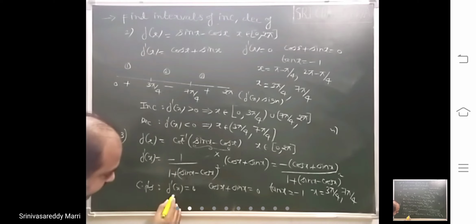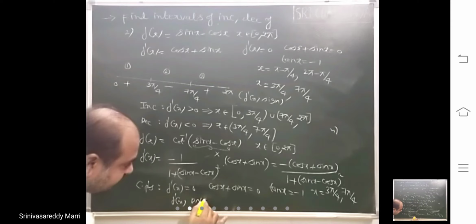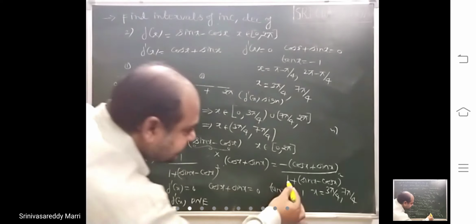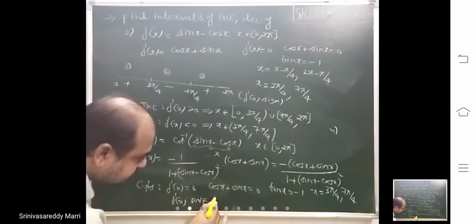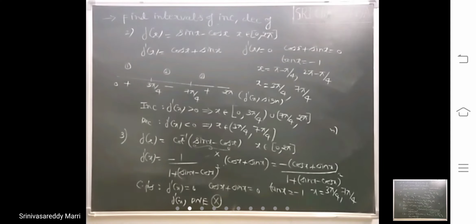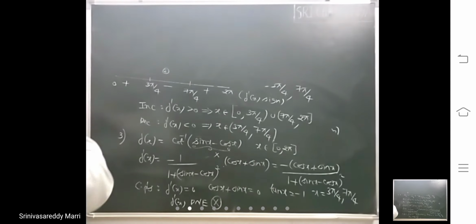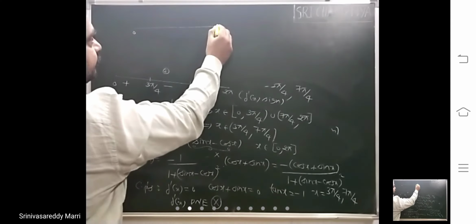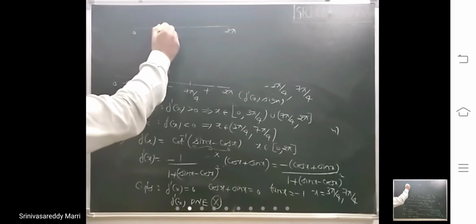Now look at the points where f dash x does not exist. But here the denominator is always positive. It will never be 0. Such type of points will not exist. Therefore, only two critical points, in 0 to 2 pi. So 3 pi by 4.